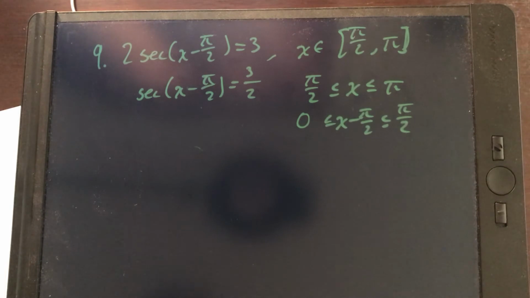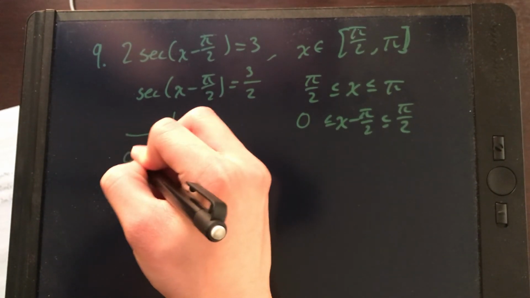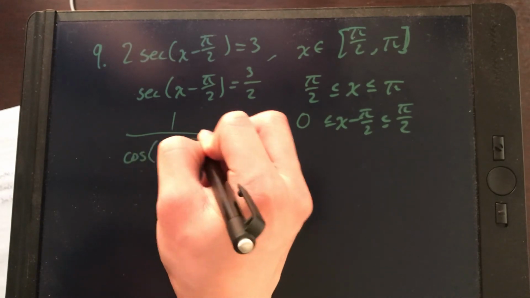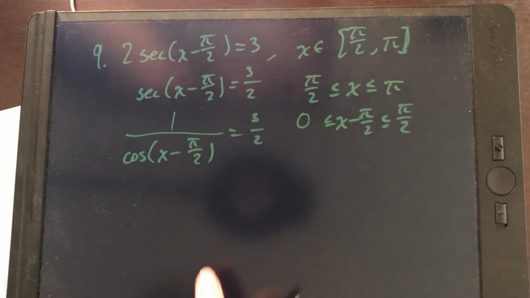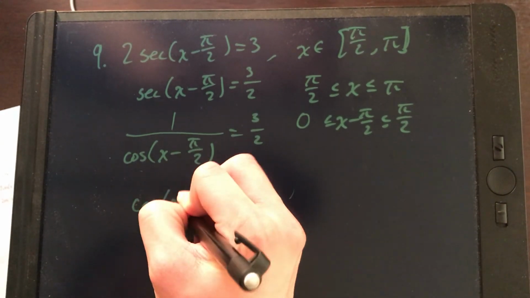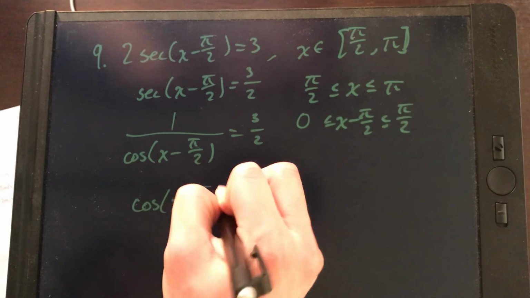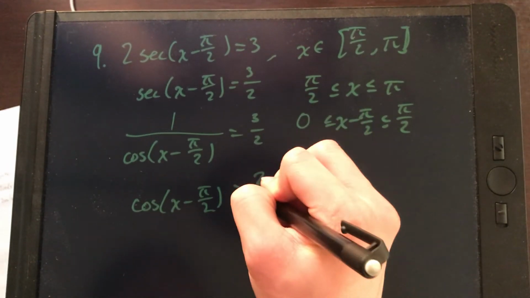But unfortunately, I don't like secant very much. So I'm going to look at this as 1 over cosine of x minus pi over 2 equals 3 over 2. And then I'm going to take the reciprocal on both sides in order to isolate the cosine. So cosine of x minus pi over 2 is equal to 2/3.